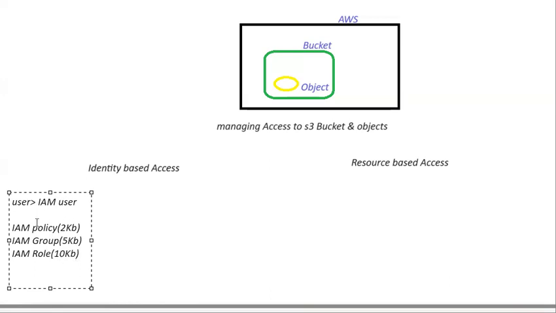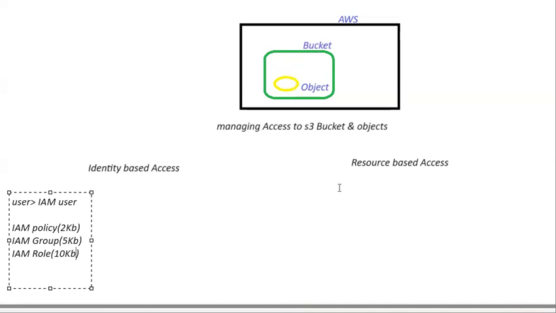So indirectly we are attaching the policy directly to the user, or we are attaching this policy to a group and attaching that group to the user, or else we are attaching that policy to a role and attaching that role to the IAM user. That means we are attaching our policy in different ways to the user by using this IAM user identity. Since he has the policy, he can access this S3 bucket or objects. So in this way, by using identity based access, we can provide access to the AWS resources.